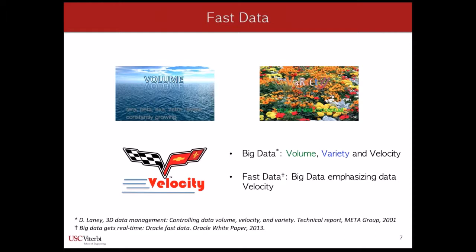We all know big data has three dimensions: volume, variety, and velocity. We will leverage the same concept and apply it to fast data. Fast data is essentially big data which emphasizes more on data velocity. The main difference between big data and fast data is that the data is arriving at high velocity, and also needs to be processed at high rate, with high throughput and low latency.